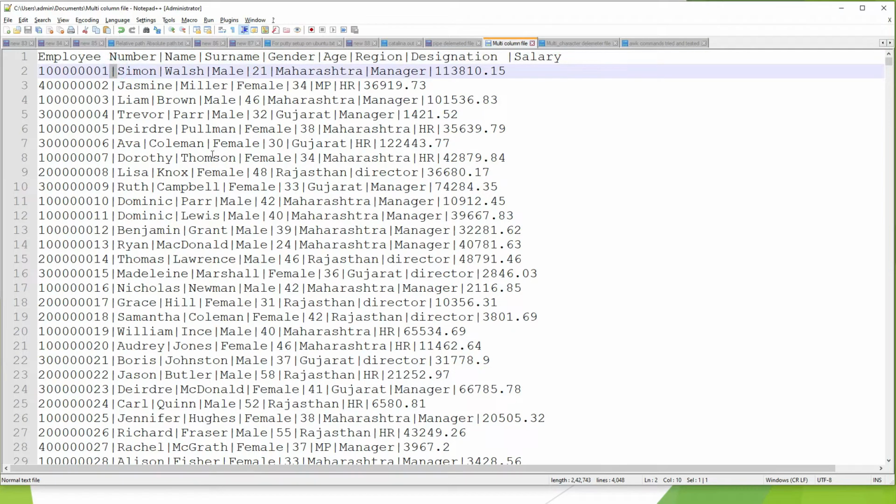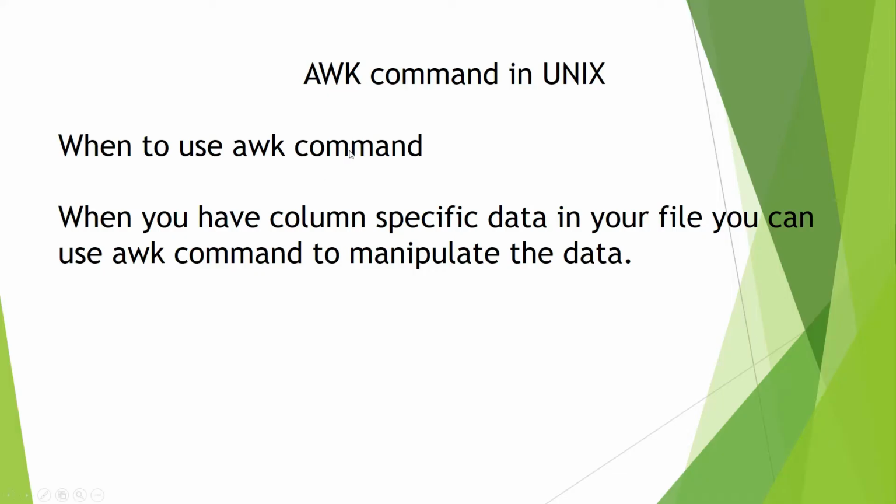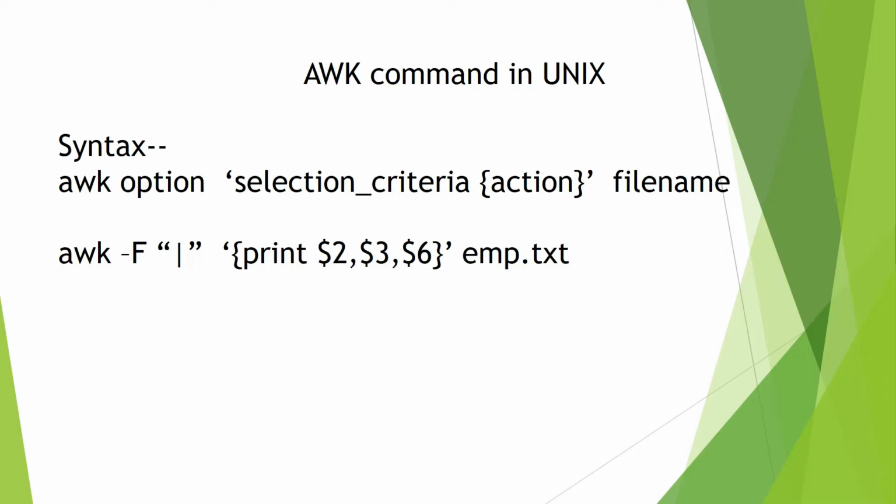Now what is a delimiter? A delimiter is what segregates your columns. Okay, this is the employee number and this is the name and this is the surname. So this delimiter symbol, this pipe symbol, is segregating your columns from one to another, right? So as I said, when you have column specific data in your file, you can use the awk command to manipulate the data.